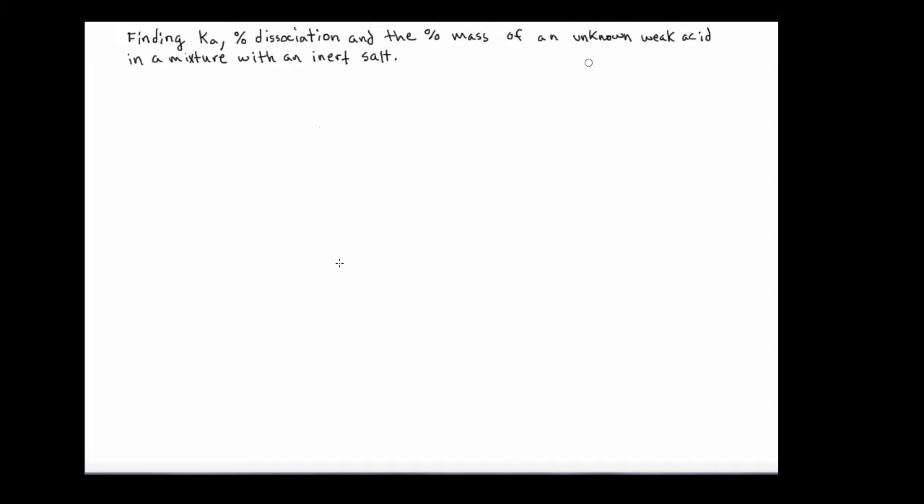The purpose of this presentation is to address a mega problem that usually occurs on the final exams of general chemistry courses at the university level and in the FRQ free response section of the advanced placement exam. It's the type of problem where you're asked to find the equilibrium constant of a weak acid, the percent dissociation, and the percent mass of an unknown weak acid in a mixture where the weak acid has been combined with some kind of an inert salt.